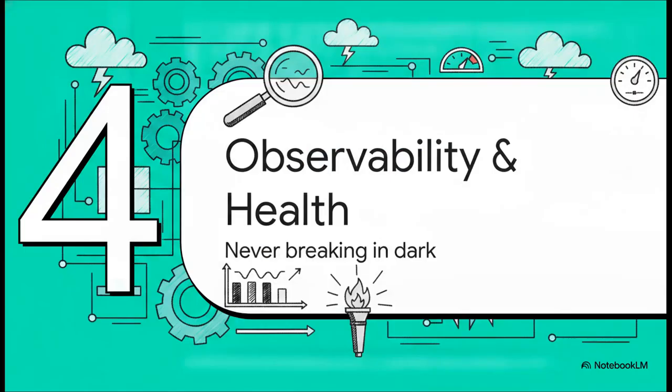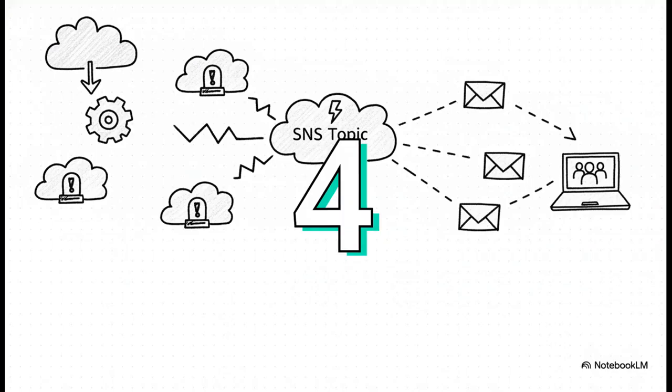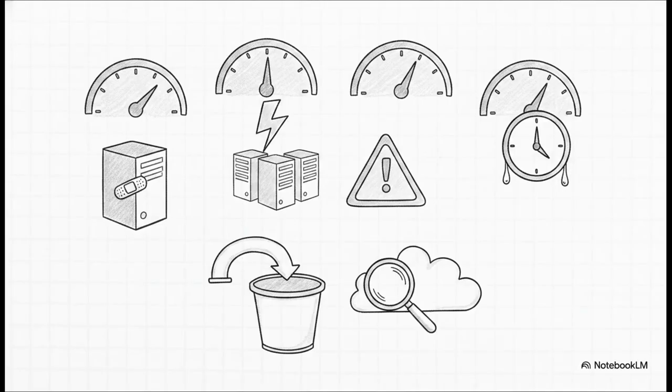Which brings us to Section 4, Observability and System Health. Because if your system is going to break, you absolutely never want to be breaking in the dark. The magic number we are looking for here is 4. For every single environment, this infrastructure automatically provisions exactly 4 critical CloudWatch alarms, and they are wired straight to an SNS topic that pings your team's email. These 4 alarms just completely cut through the noise to tell you exactly what you actually need to know.